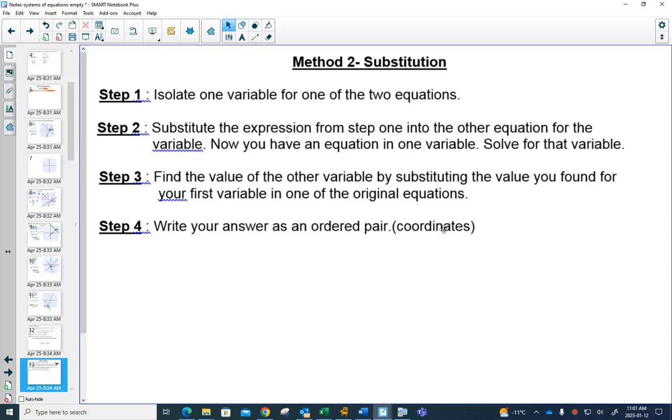Probably the most famous and most well-used method for solving systems of equations is called substitution. You might have even used it already without knowing it, because it makes sense to you. For example, you may have used it in grade 9.